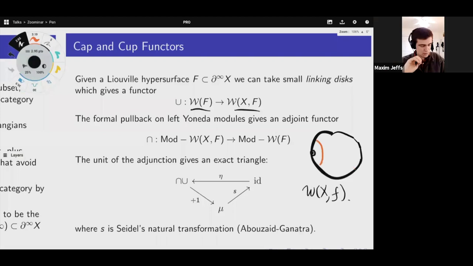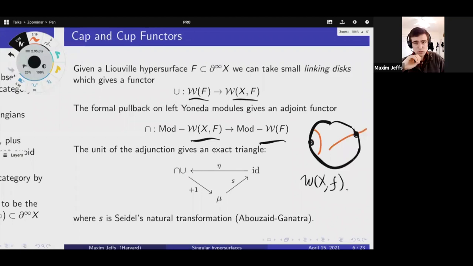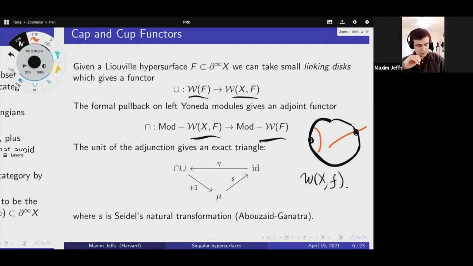Okay. So the cap functor you can think of as taking my Lagrangian submanifold and then taking its fiber, or taking its intersection with a general fiber. That lands us from the wrapped Fukaya category of X with respect to F in the wrapped Fukaya category of the fiber. And these are a pair of adjoint functors. So one formally gets this exact triangle of functors, given by taking the cone of the unit of the adjunction. You can think of this as being a formal consequence of the existence of an adjunction, where this natural transformation S is Seidel's natural transformation, and mu is the monodromy around the boundary at infinity applied to the wrapped Fukaya category of the fiber. So this is a result of Abouzaid and Ganatra. Okay, so what is Arrou's definition?